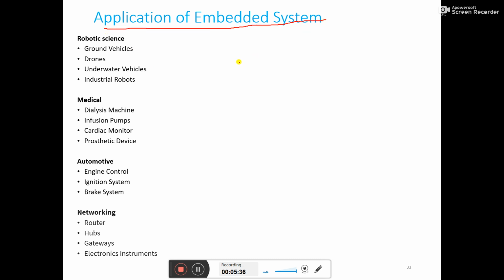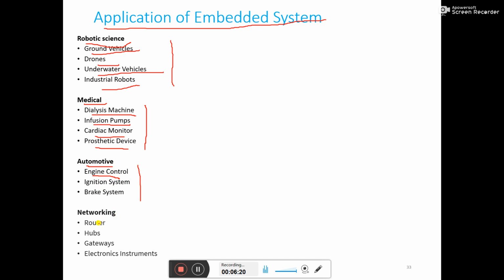These applications are important for us. For example robotic science, which has ground vehicles, drones, underwater vehicles and industrial robots. In the medical field we have dialysis machines, infusion pumps, cardiac monitors and prosthetic devices. These medical devices are examples of applications of embedded systems. Another area is automotive, where you know about engine control. We have to control the cycles of providing fuel to the engine, the ignition system and the brake system. Embedded systems are available for the automotive field.